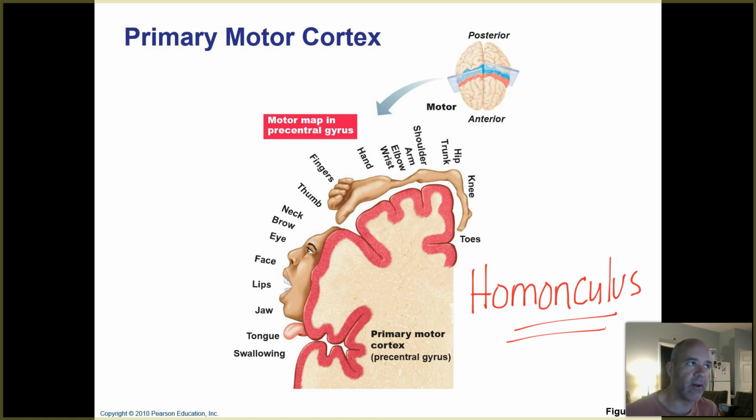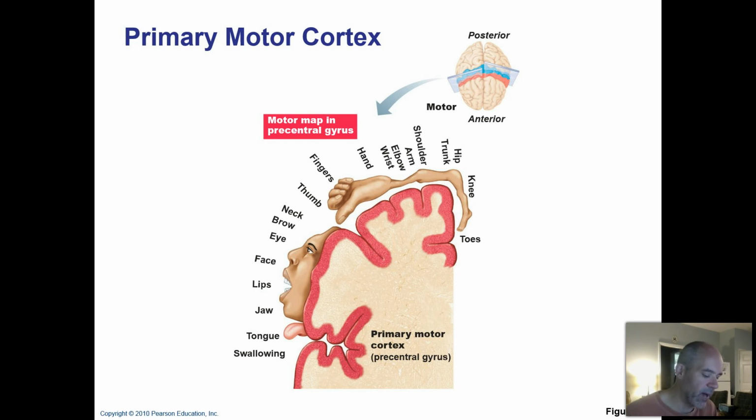There's also going to be a sensory cortex as well that we'll talk about shortly, where your senses are interpreted from different parts of the body and laid out in a similar way as well. That's called a homunculus, where they're drawing in those body parts like that and showing you which parts of the brain control different areas.